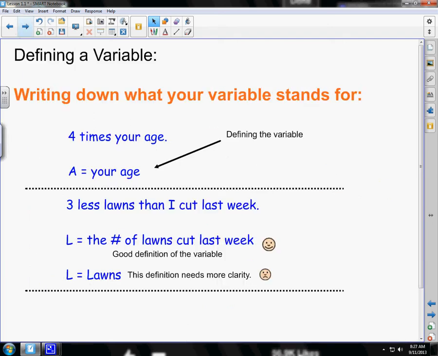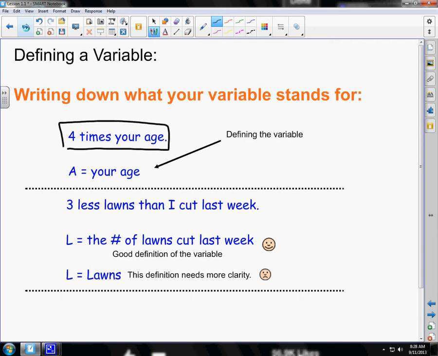The main part of this lesson is writing algebraic expressions for a written sentence. Your first step is always going to be to define a variable, which means writing down what your variable stands for. If it says 4 times your age, you have to think, what are they looking for? They don't know my age, so A equals your age. This is called defining a variable.